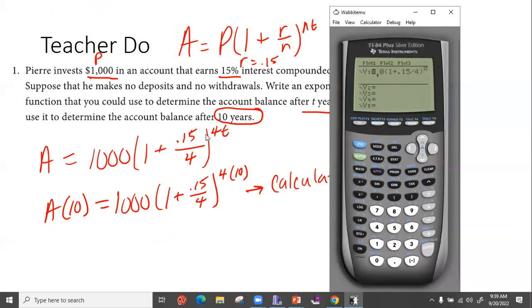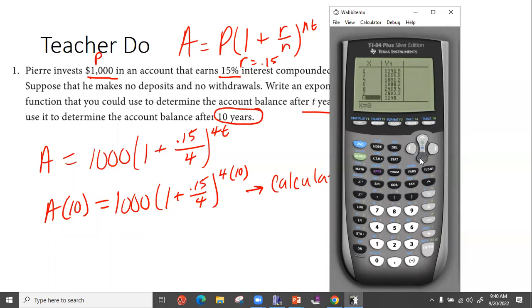To the 4t. Now, if you notice right here on my variable button, it has x, t, theta, and n. I'm going to press this, but it's going to look like an X, and that is okay because I'm graphing the function. Does that make sense? All right, so I'm going to have 4, and it's going to look like an X because in the calculator for graphing, that's what it comes out to be.